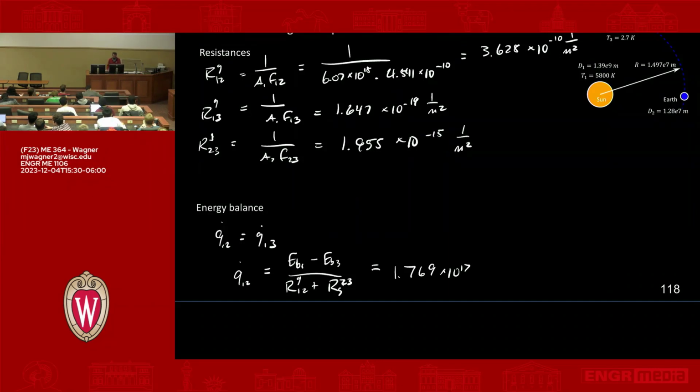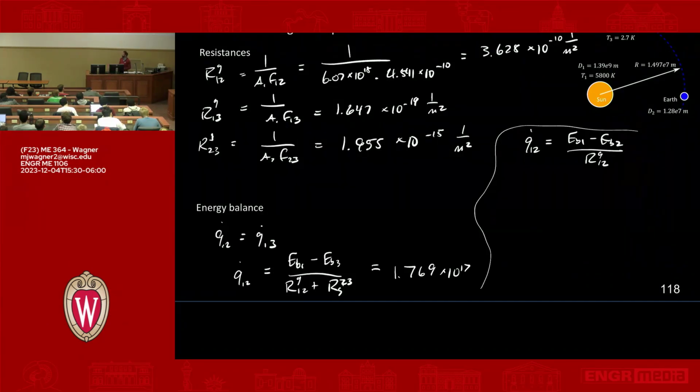So now we have a heat transfer rate from the sun to the surroundings via the earth, right? Now we can just look at that one branch, that one increment. We've solved for Q dot 1,2. So now we know Q dot 1,2. We can say Q dot 1,2 is also equal to EB1 minus EB2 over RG12. Right? So this is now the specific branch that we've identified there.